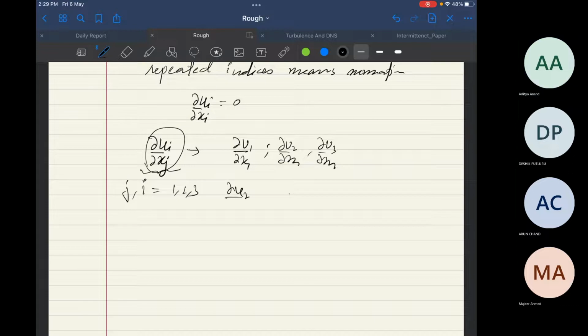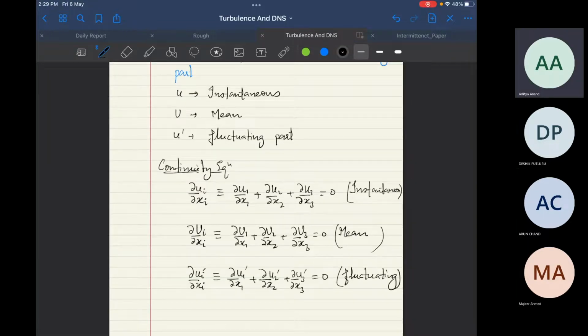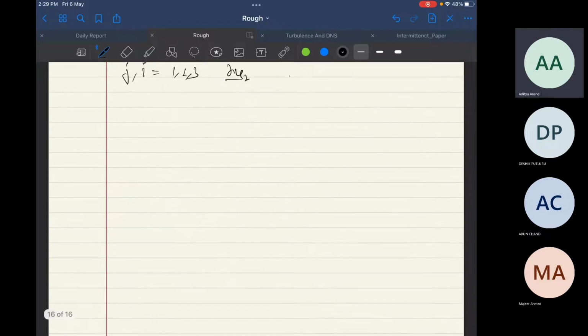So this tensor notation is used for this. So an average of the continuity equation would be, I'll use an overbar to represent the averaging process. Now the averaging operator and the differential operator will be commutative, so it will become del by del xi of ui average.